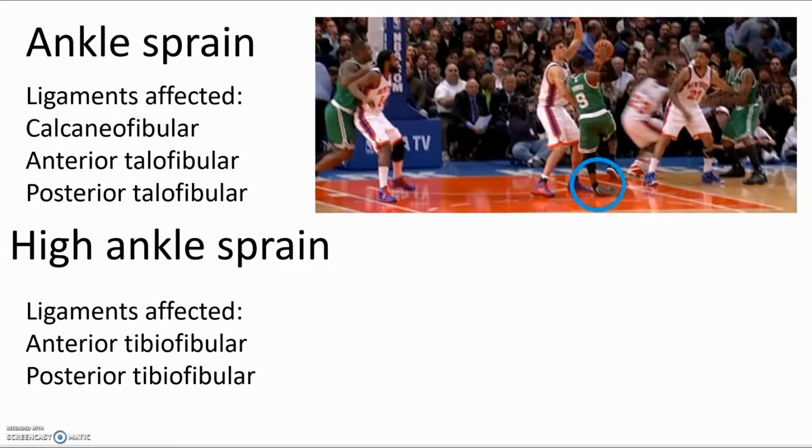If you look to the picture to the right, you can see that Celtics player spraining his ankle. So the ligaments affected here are going to be your calcaneofibular ligament, your anterior talofibular, and your posterior talofibular. So let's go over to Visible Body and find those.